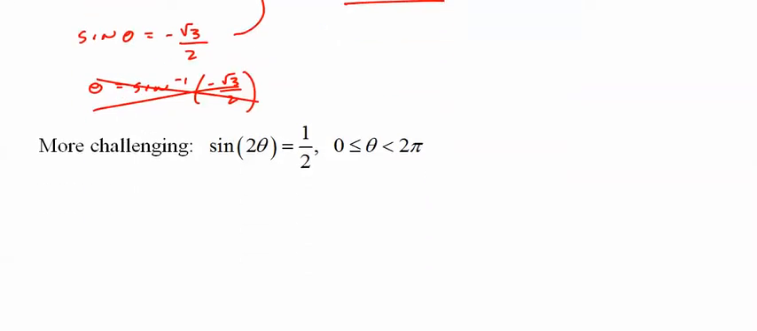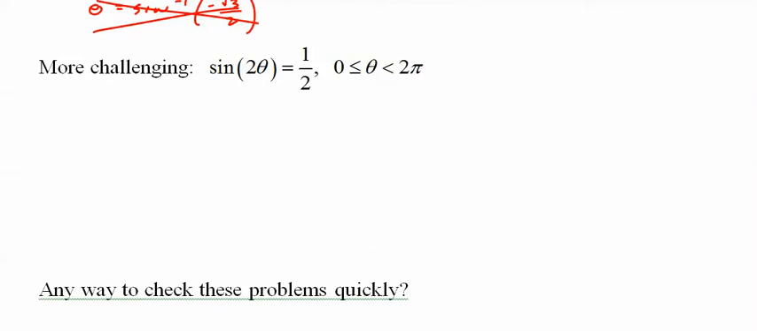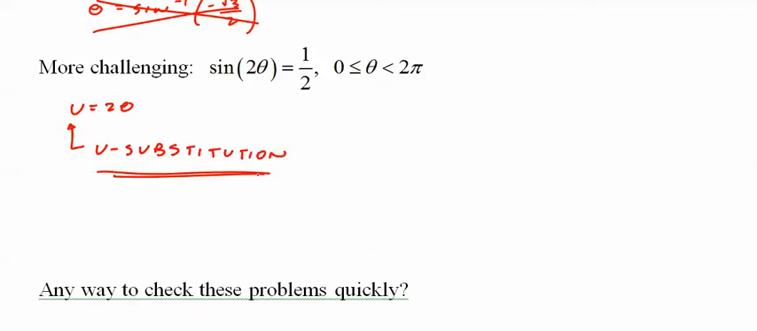So, now let me give you a hard one and give you a new concept. U equals 2 theta. This is what we call U substitution. Something you'll be doing in calculus a little bit over a year from now. So we change this problem to sine of U equals 1/2. Oh, I know where that is. U is at pi over 6 and 5 pi over 6.